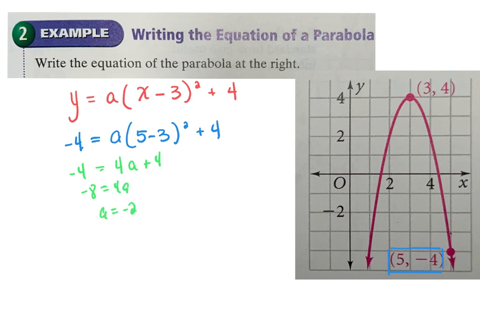By the way, when you do this process, how do I know that my a is going to be a negative? Why should I automatically assume? Yeah, because it's pointing down. So that's just a quick check of, did I do it at least partially right, okay?